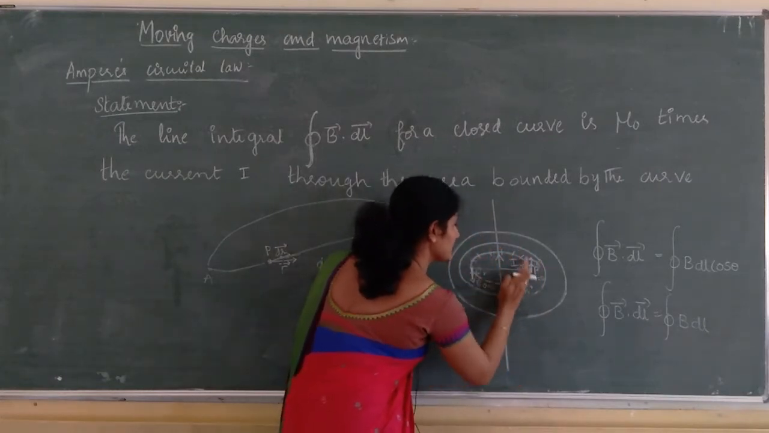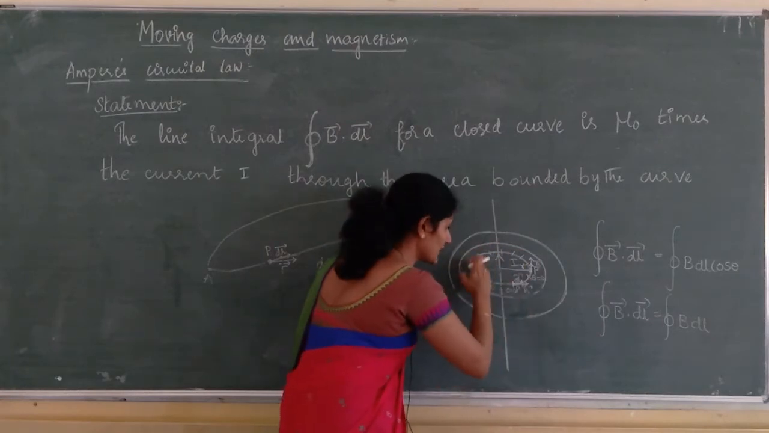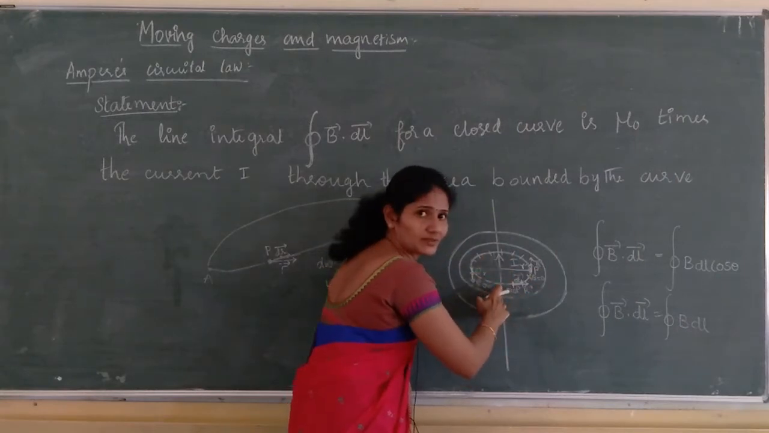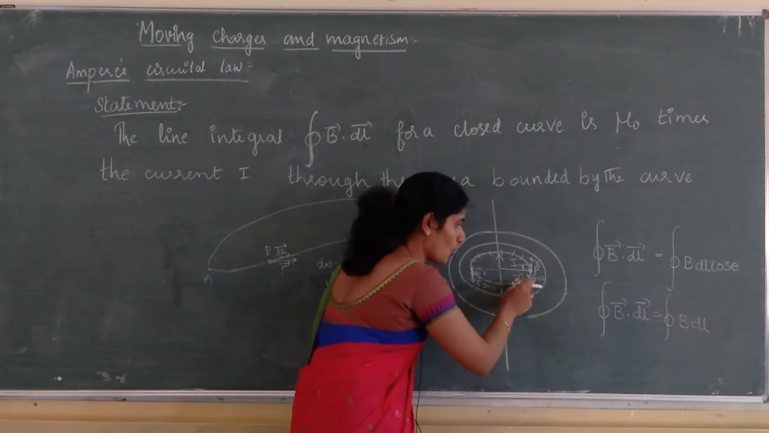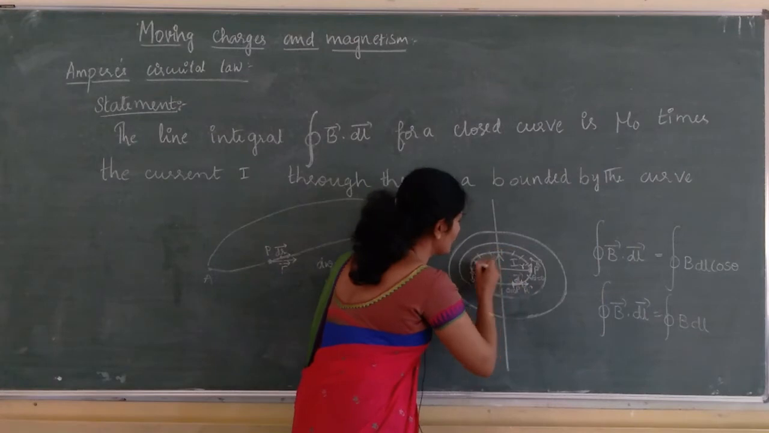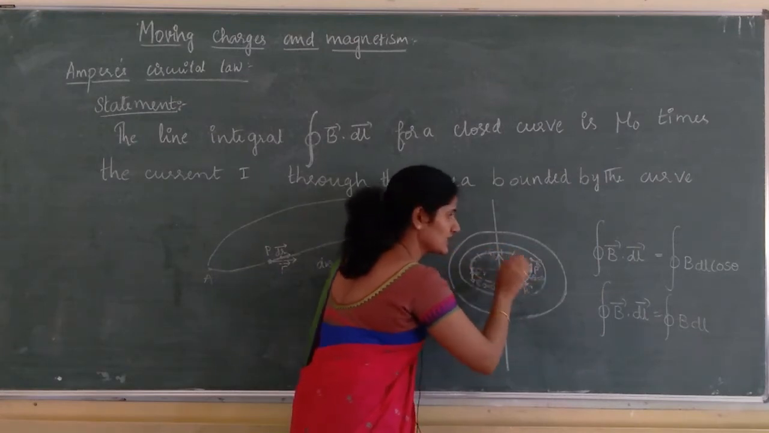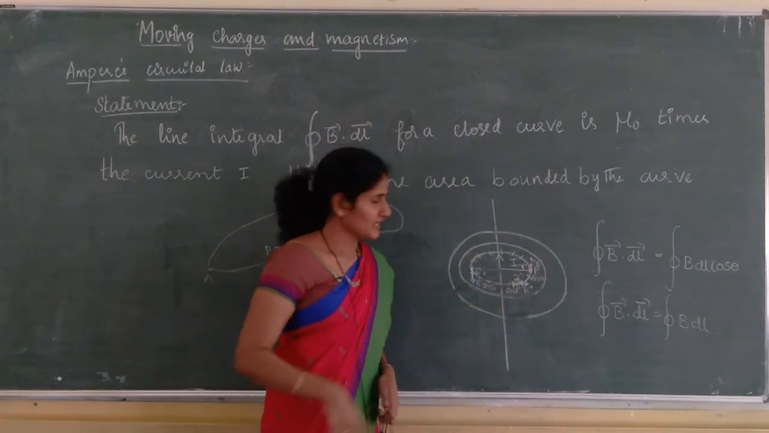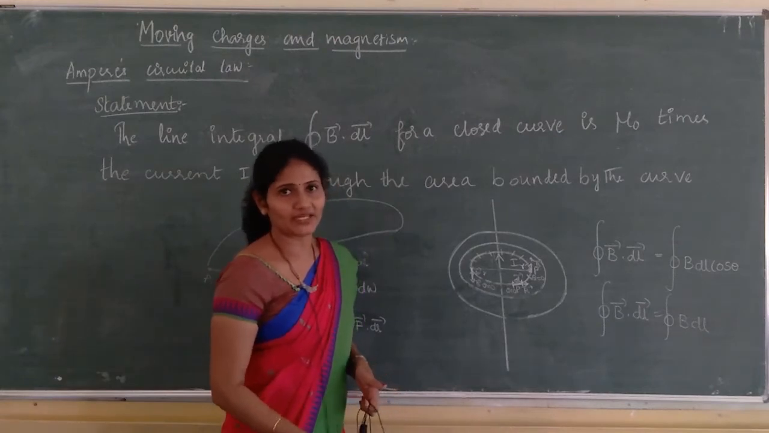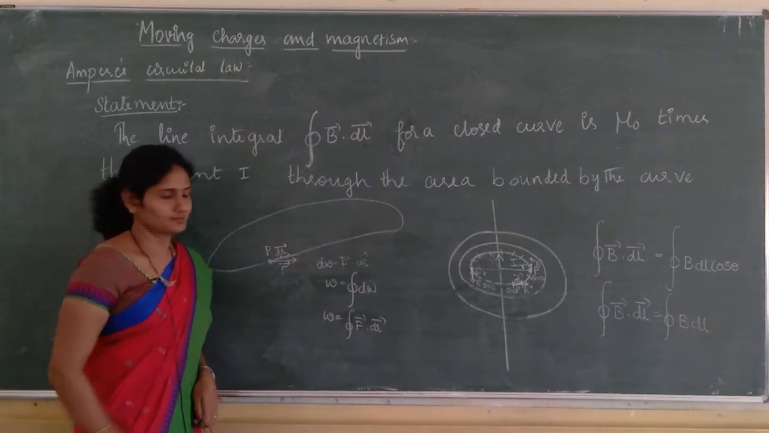So, the integration of dl gives you the circumference of the circle, or this whole loop is nothing but the integration of all the line elements. So, integration of dl is nothing but this whole loop. So, this is nothing but the circumference of the circle. If r is the radius, then circumference of the circle is nothing but 2 pi r. So, this is about this law.